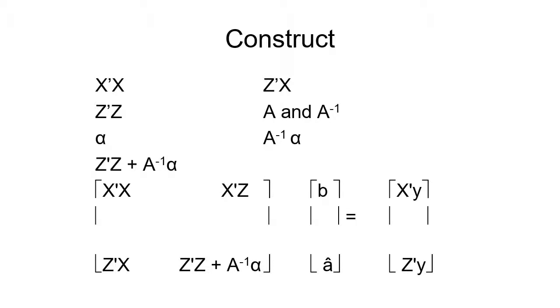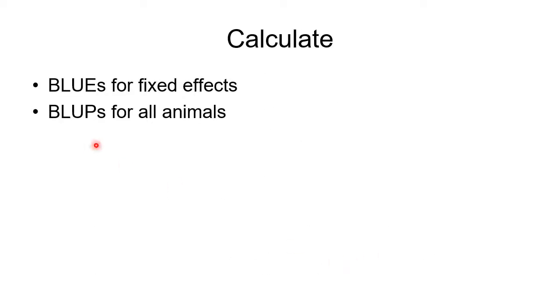So you need to construct these matrices first, and then once you've done that and you get the inverse of your coefficient matrix, you multiply it with the right hand side. Your two top rows will give you the blues, and the rest of your rows will give you the blups, first for the parents and then for the rest of the animals with observations. So that then concludes the first assignment.